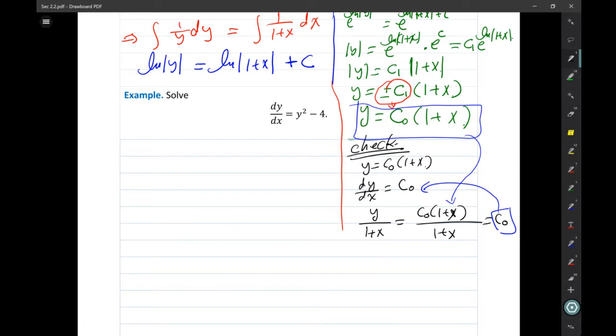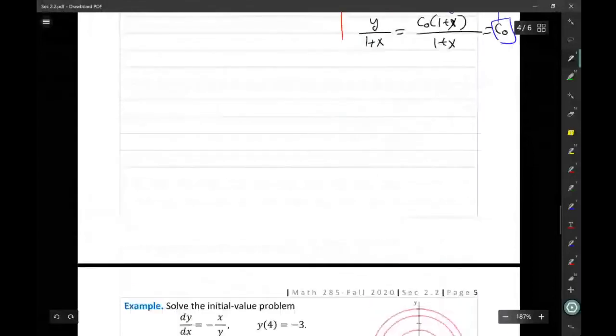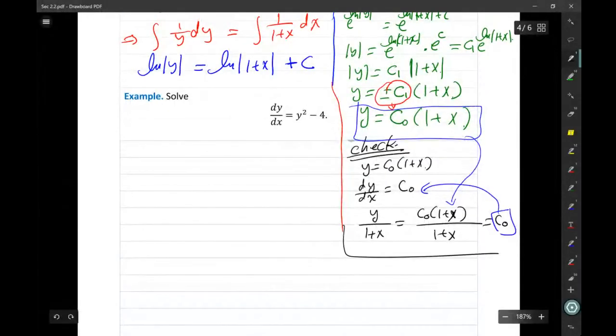Is it clear, this example? Any question about this example? All right, let us do another example. Okay, let us do the next example.